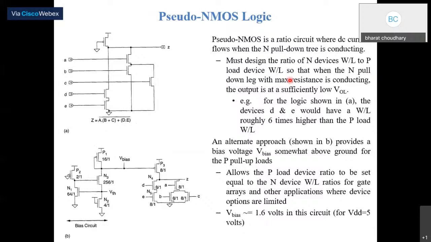when the N-type pull down leg with maximum resistance is conducting, the output is at a sufficiently low level, VOL. So for the logic shown in diagram A, the devices D and E would have a W by L roughly 6 times higher than the P load.